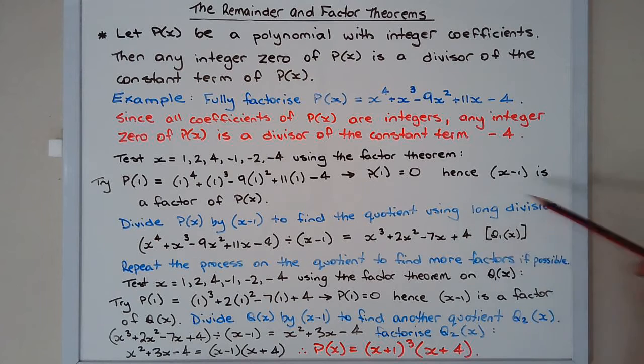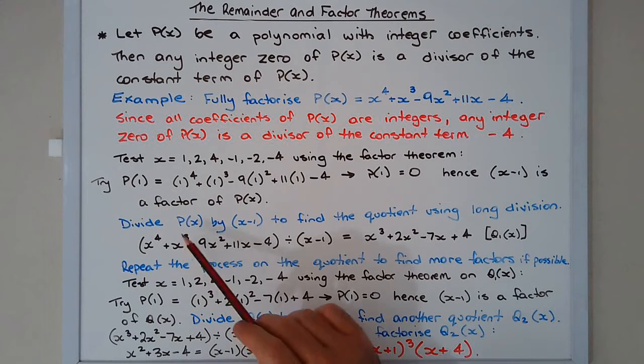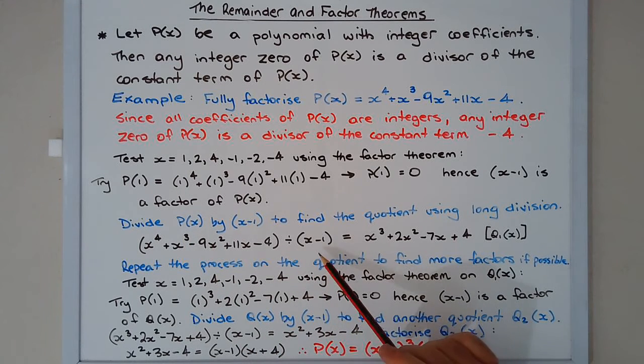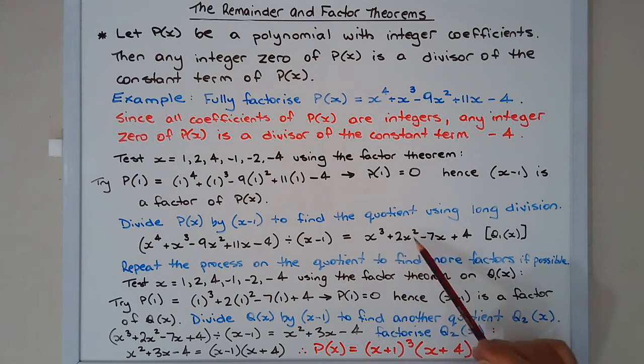Now, I haven't shown that here because it takes a lot of space and a lot of time. However, x to the power of 4 plus x cubed minus 9x squared plus 11x minus 4 divided by x minus 1 gives us x cubed plus 2x squared minus 7x plus 4. And I'm going to call this Q1 of x, as in the first quotient. It's going to use the letter Q again later on. And we're going to repeat the process to see if we can find any more factors.